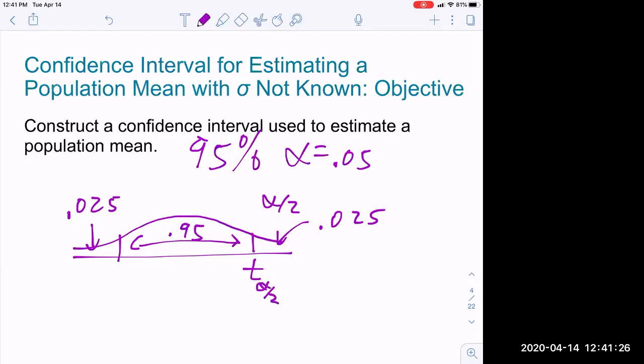Before, we used the z-score. Now we're going to learn to use a new table, find this t, and it's this t that's going to help us calculate the margin of error.